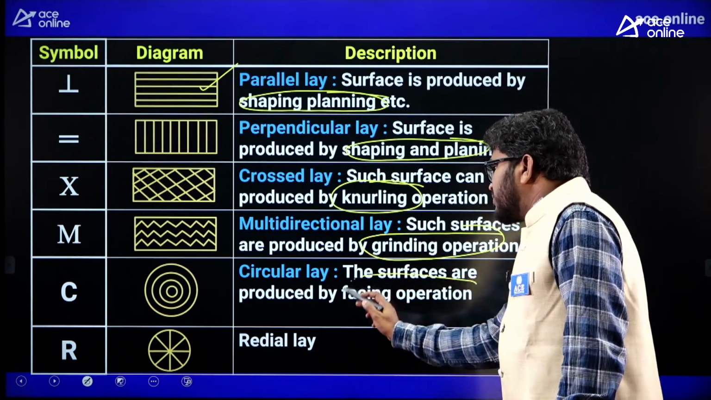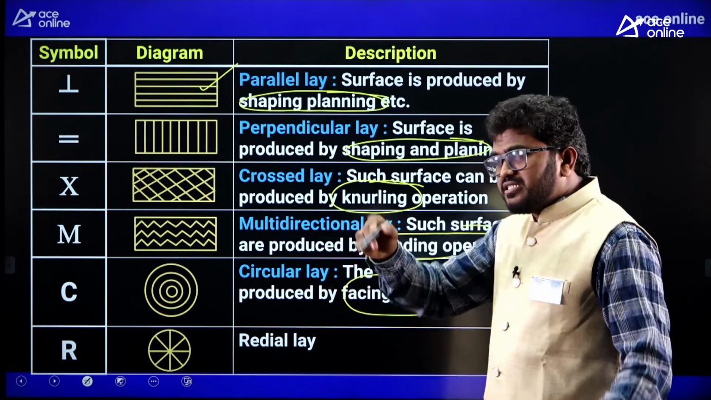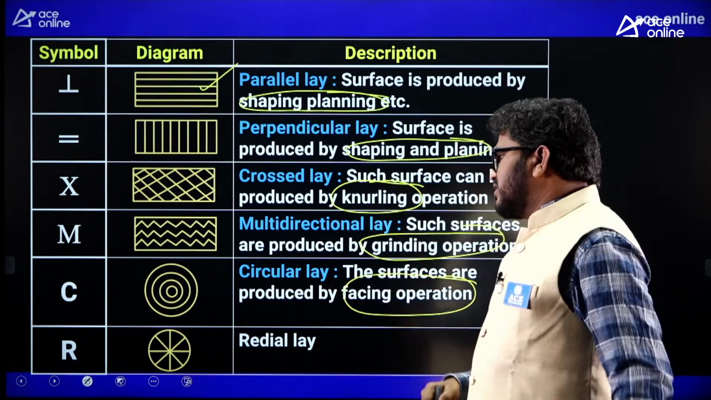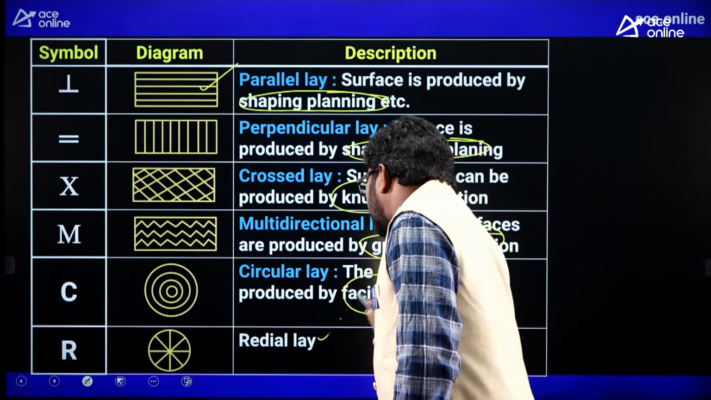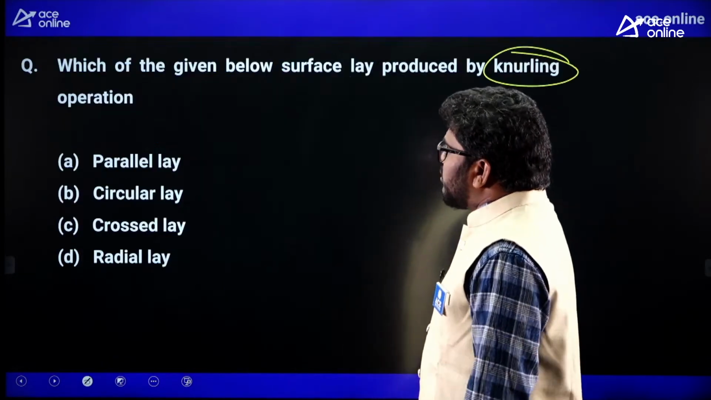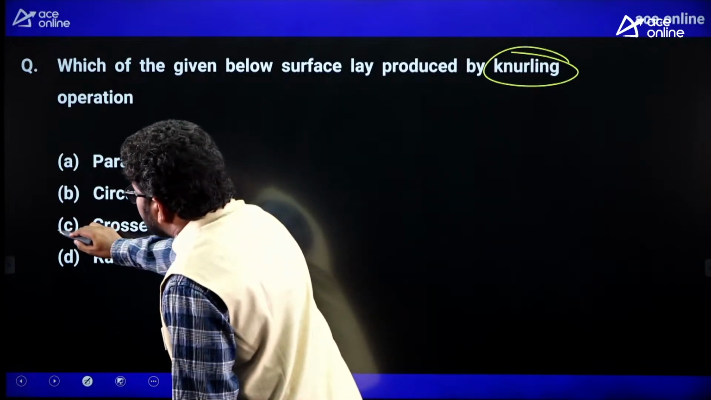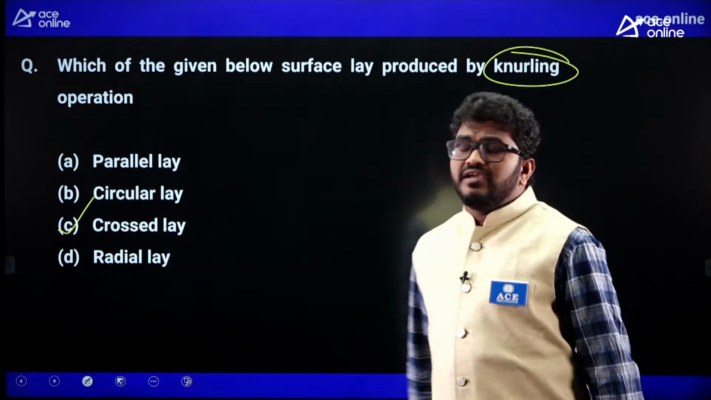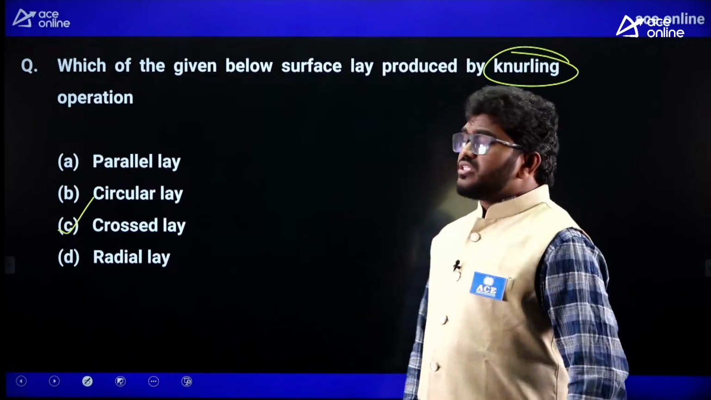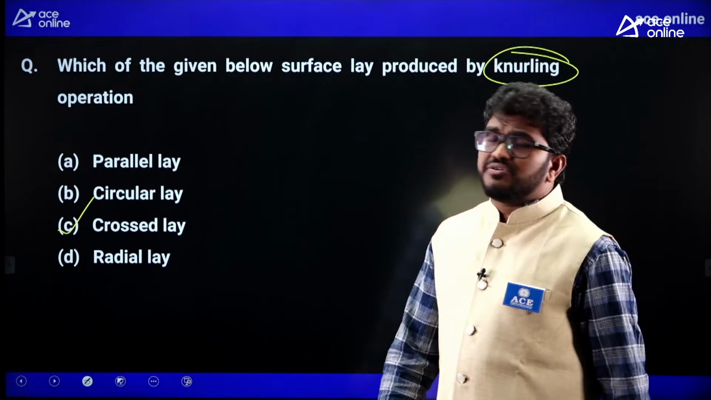For a facing operation, you will get a circular lay. For facing, the shaft material is cut like that. And a radial lay is also obtained in a facing operation. So in the case of knurling operation, you will get the cross lay. So C is the correct answer for this question.